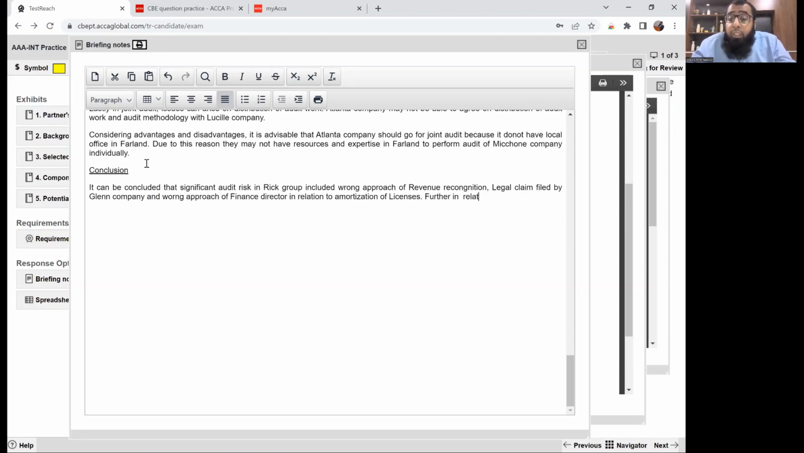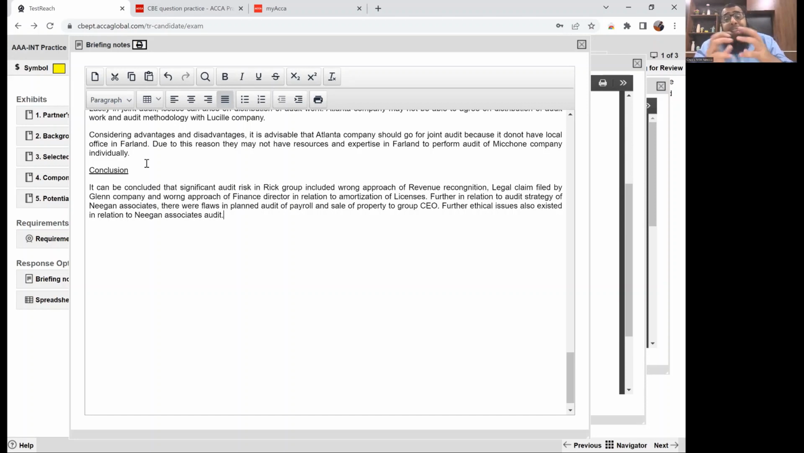Further, in relation to audit strategy of Negan Associates, there were flaws in planned audit of payroll and sale of property to group CEO. Further, ethical issues also existed in relation to Negan Associates audit.